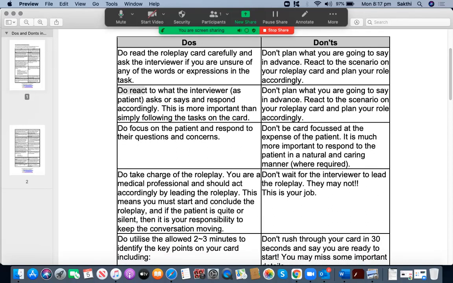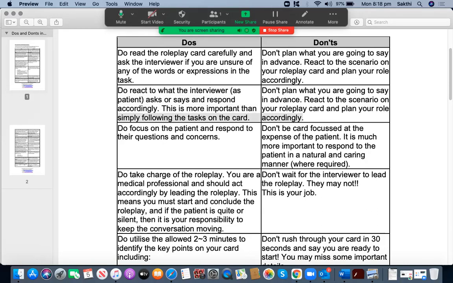The next one is you need to react to what the interviewer, as the patient, asks or says, and respond accordingly. So you need to respond according to the reaction that is shown by the interviewer, who is going to be the patient or the patient's carer. This is more important than simply following the tasks on the card. Though it is recommended to fulfill all the bullet points of a card, it is even more important to react to the interviewer and respond to the interviewer in a polite manner.